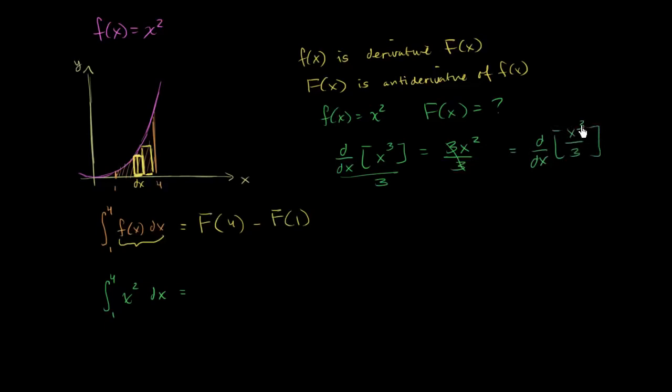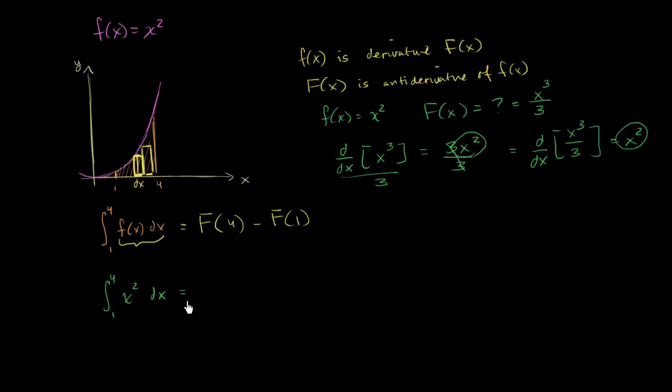Take the derivative of this. It'll be 3 times 1/3, and then you'll decrement the power. It'll just be x squared. So this right over here, once again, is just equal to x squared. So in this case, our capital F of x, our antiderivative, is x to the third over 3. And so we just have to evaluate that at 4 and at 1.